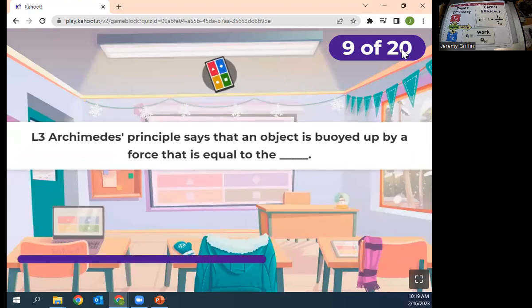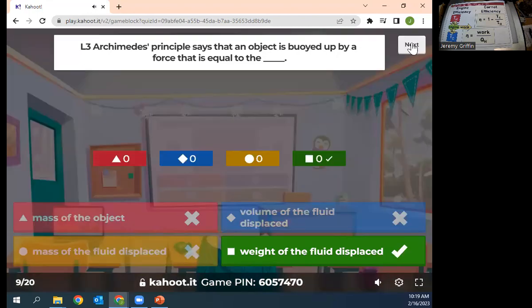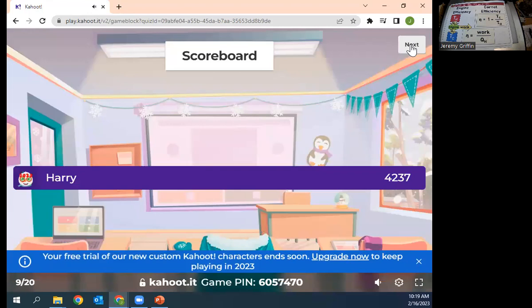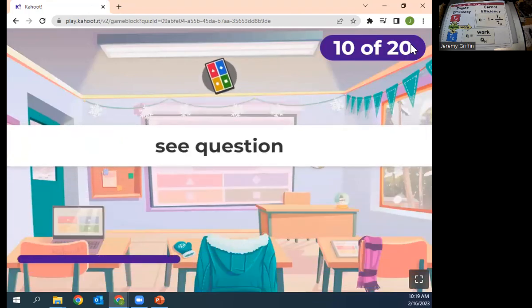Archimedes' principle says that an object is buoyed up by a force equal to the... this is your guys' lab yesterday, right? Archimedes' principle. The weight of the fluid displaced, right? Weight of displaced fluid. So the last couple of days, that's been in your notes and in the lab that you guys did yesterday. So we talked about that.